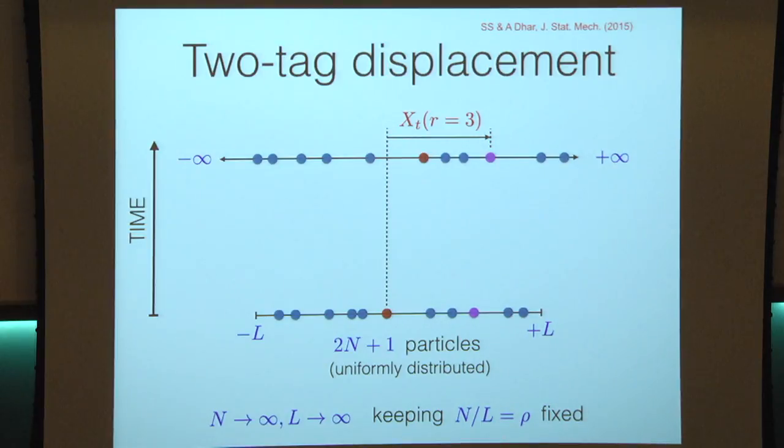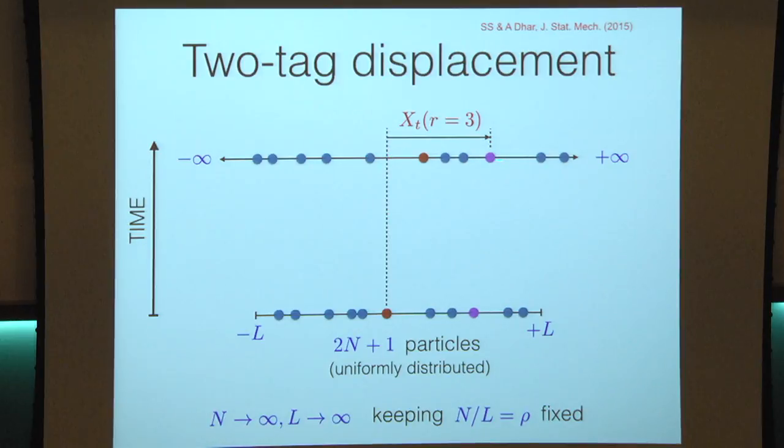Now we can take more or less the same calculation and extend it to two-tag displacement. So let me just define what I mean by two-tag displacement. I tag two particles, and what I look at is the initial position of one particle and the final position of the other particle, and this displacement I look at. So for example, in this case, this red particle goes there. This is the red tagged particle. This is the magenta tagged particle. So they go there. So red is the 1, 2, 3, 4, 5, 6, so this is the sixth particle, and this is the ninth particle.